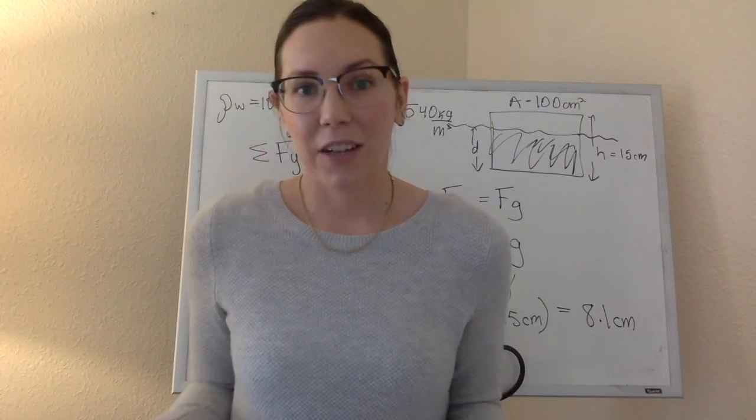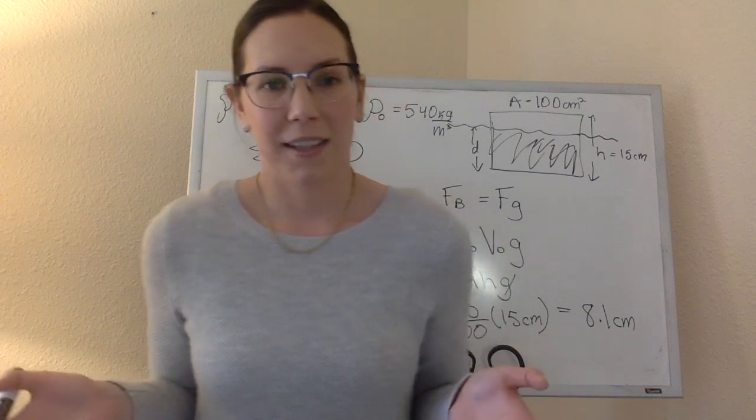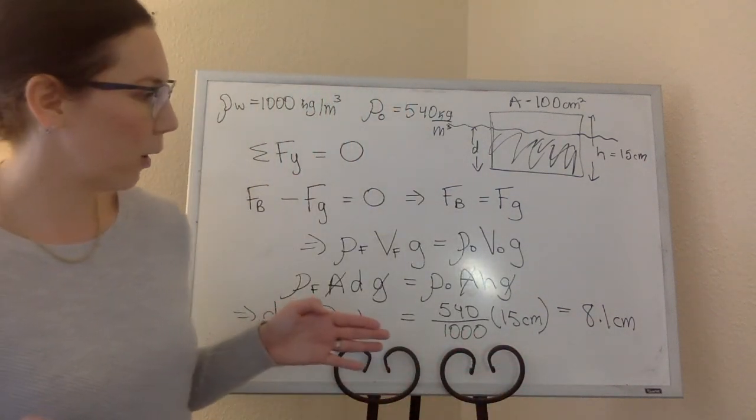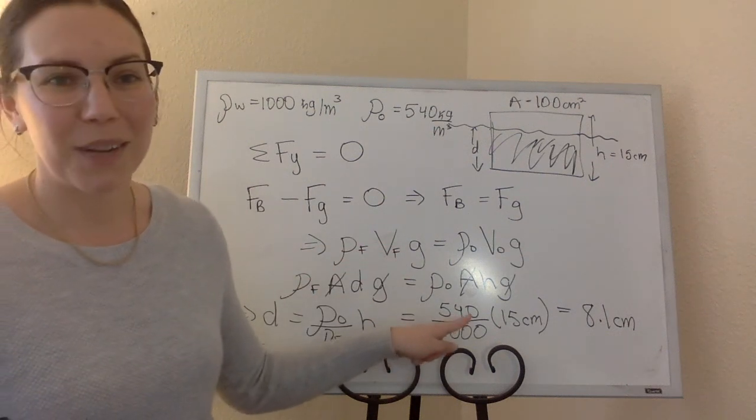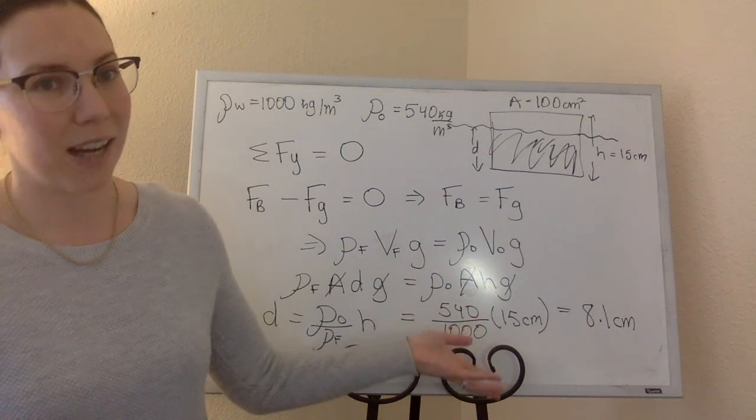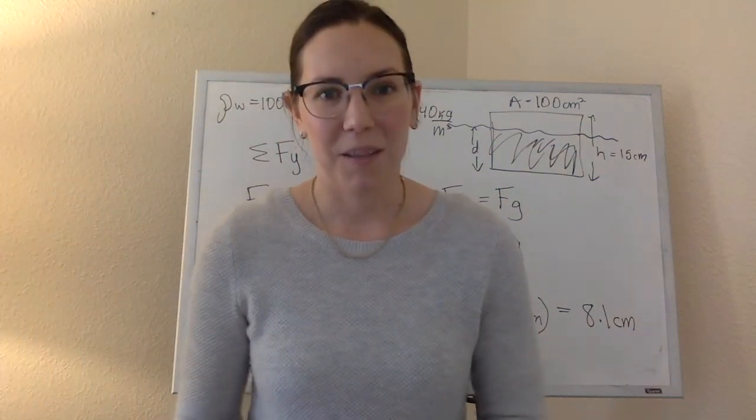This is kind of a general result. So if those were the only two forces acting on the object, it will come to a rest with an amount of the object under the water that's equal to the ratio of the densities. That could give us the fraction of the height under the water.